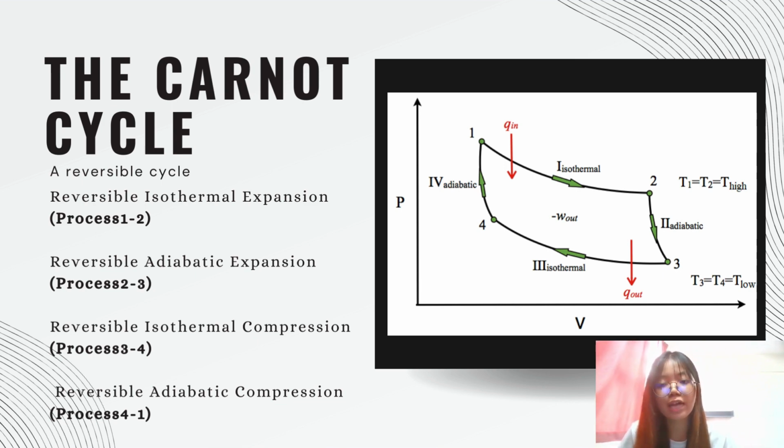First, it will undergo a reversible isothermal expansion, which means the volume will increase and heat is absorbed by the system. Next, it will undergo a reversible adiabatic expansion, which means the volume will increase, but there is no heat transfer. Next will be reversible isothermal compression, which means heat will be released from the system to the surroundings and the volume will decrease. And the last one is reversible adiabatic compression. The volume will decrease and there is no heat transfer.